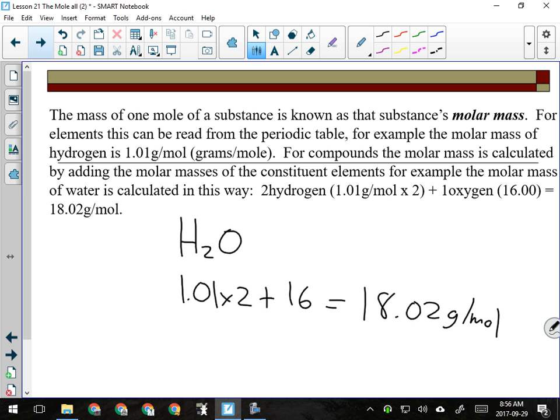So if I had 6.02 times 10 to the 23 molecules of water, it would have a mass of 18.02 grams. In other words, it would be about 18 milliliters of water. Is that very much? 18 mils is not very much, right? Like a can of pop is 355 mils. So 18 mils would be maybe enough to fill a couple of bottle caps with water.